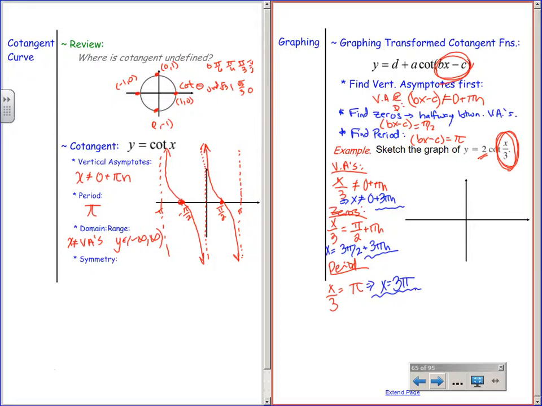Let me show you on the graph. Don't I have a vertical asymptote at 0? That didn't change. There was no horizontal shift, so I still have that. But I don't have another vertical asymptote until how much later? The period would tell me, hey, you've got to go over 1 and 2 and 3 pi to get to your next one.